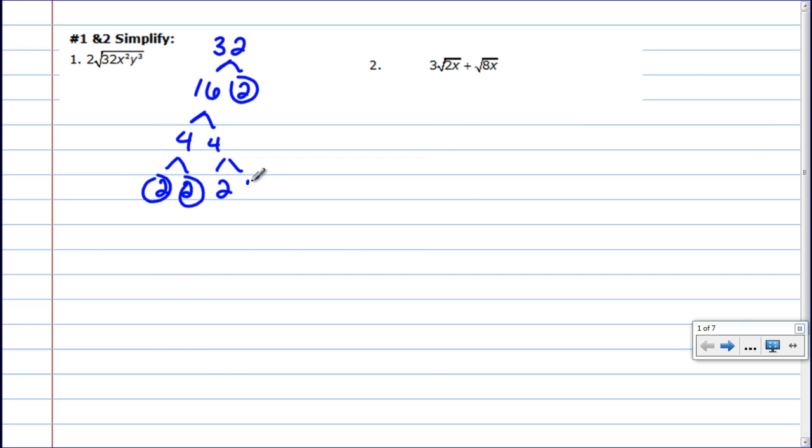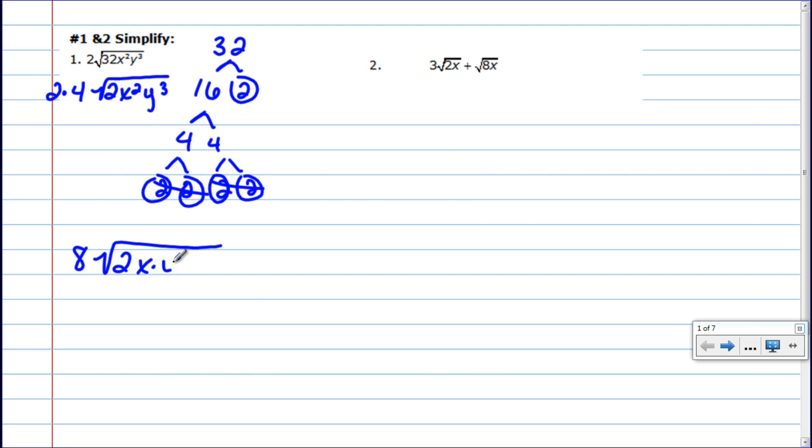So what I end up with are 2 pairs of 2's. And so I can take one of each of these 2's out of here. So I can pull a 2 from here and a 2 from here. So that makes 4. So I end up with 2 times 4 outside the radical. And then this 2 is a single, goes inside with the x squared y cubed. So 2 times 4 makes 8. And then I'm going to rewrite what's inside the radical as 2.